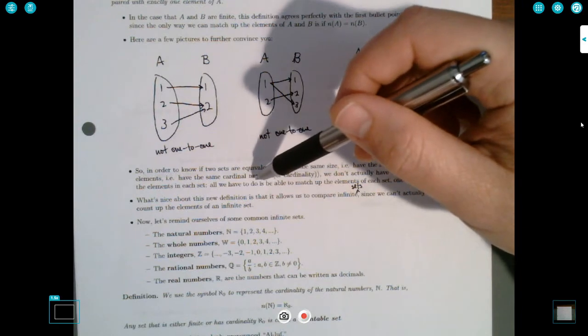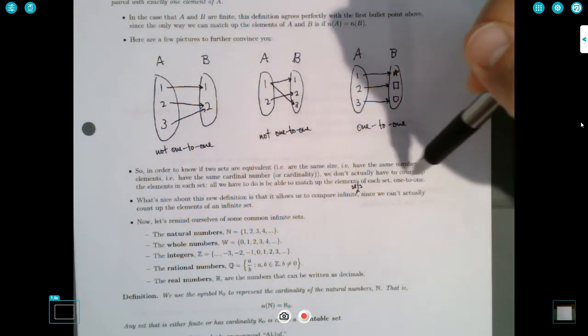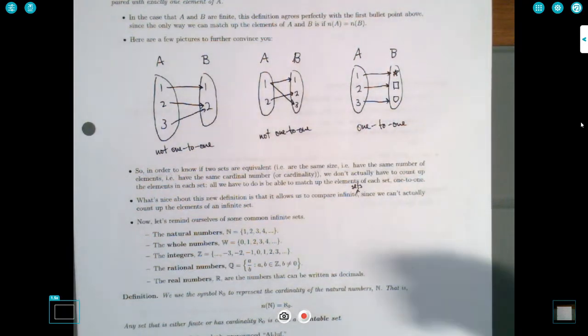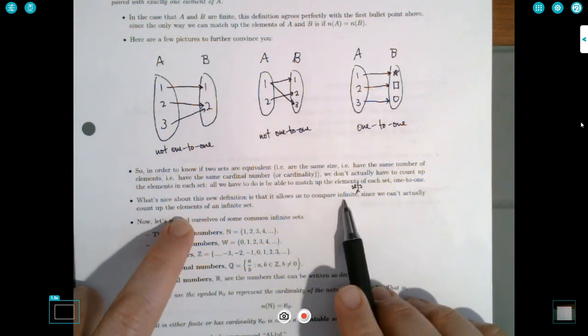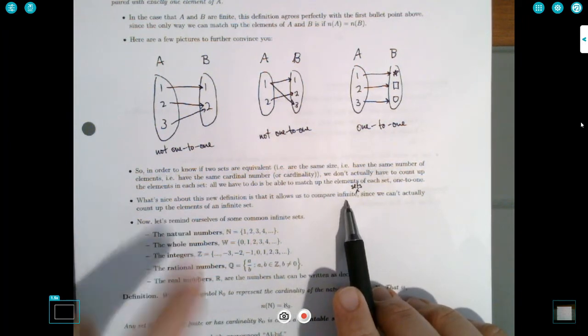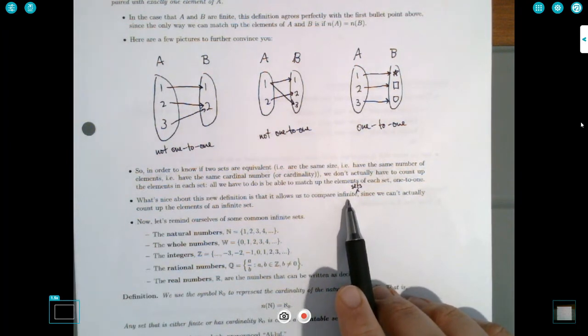All we have to do is be able to match up the elements of the set one to one. If we can match them up, then they must have the same cardinality. They must be the same size of set. And so this will allow us to compare sets that are infinite, because all we have to do is, if possible, match up the elements of each set, and then we can say that they're the same size, even if they're infinite in size.